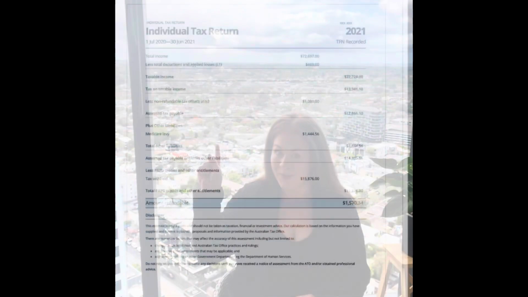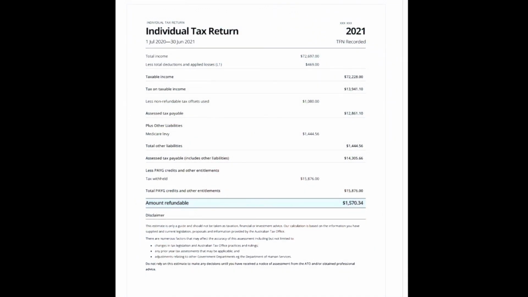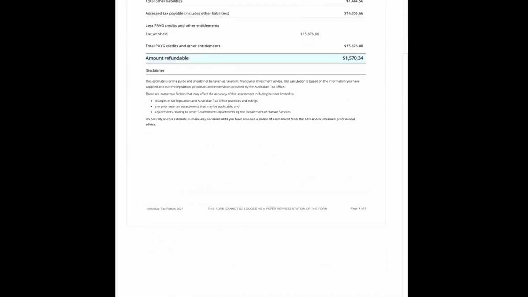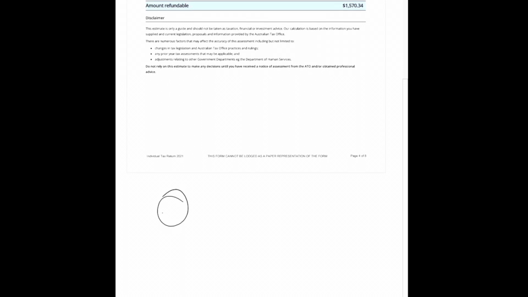Today we're going to be talking about how individuals are taxed and what that looks like on an individual's tax return. So, here we go. This is an individual tax return, and what we're going to do is just go over the basics of how an individual is taxed and what a tax return actually is.